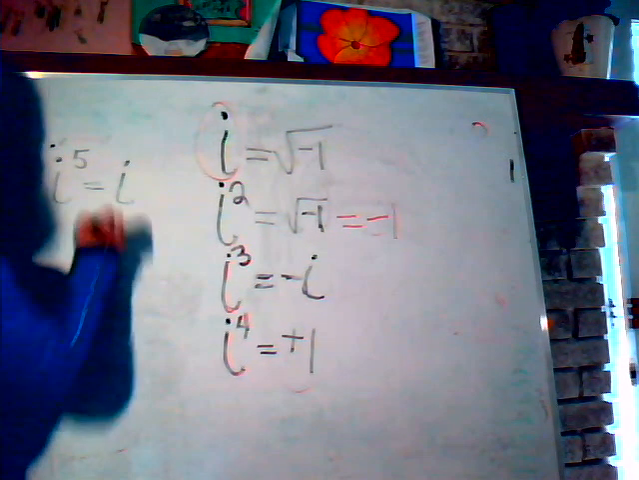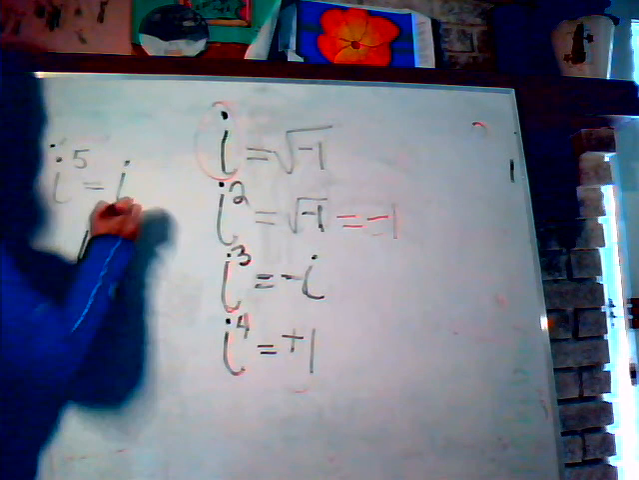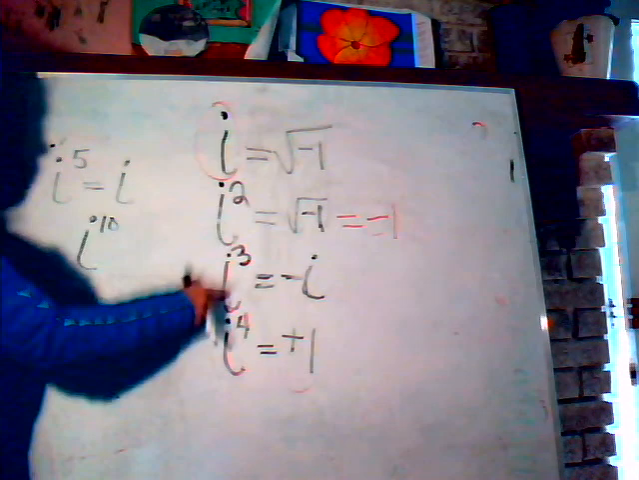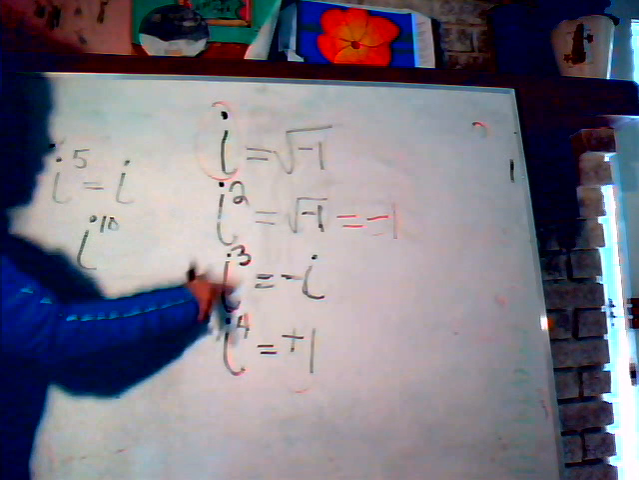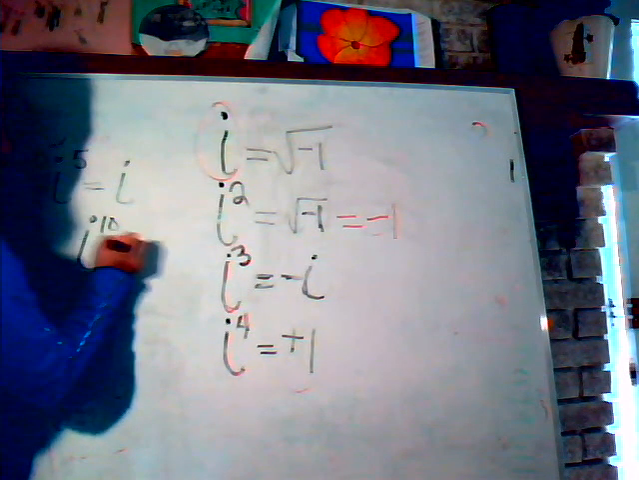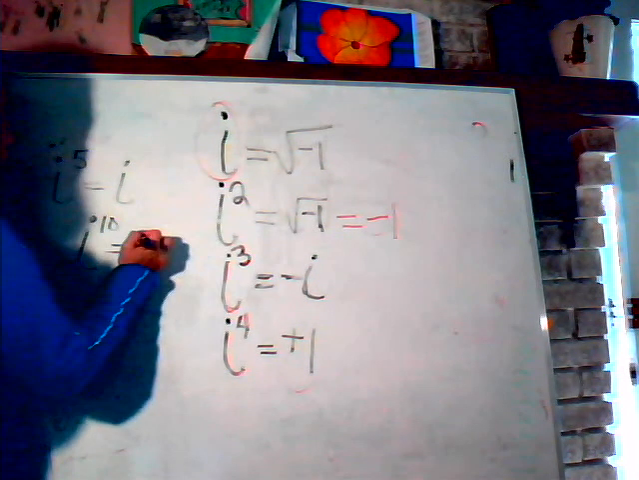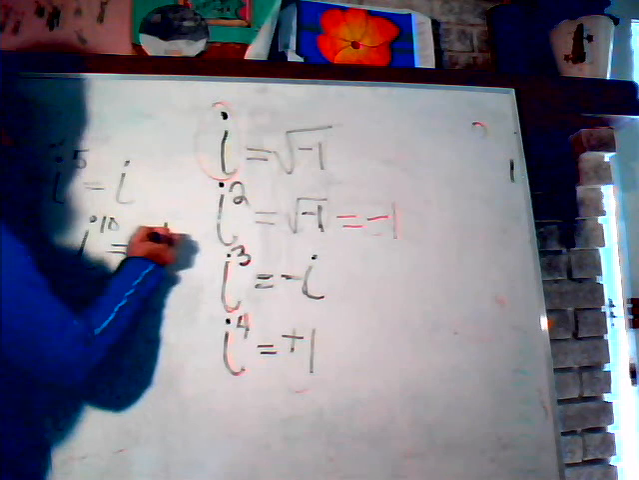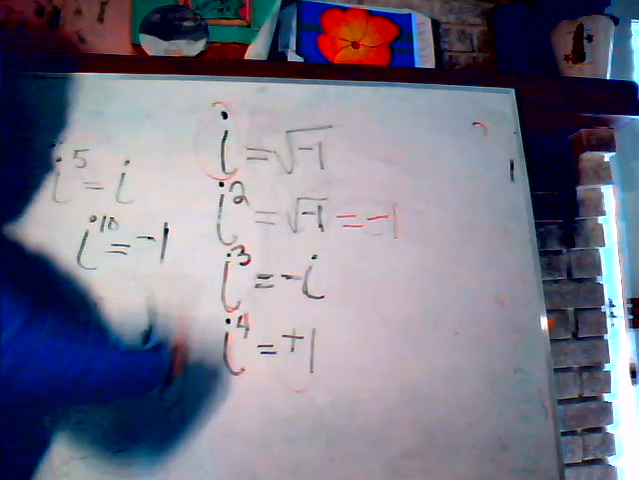So let's look at i to the 10th. Okay, where's it going to fall? 1, 2, 3, 4, 5, 6, 7, 8, 9, 10. It's going to be the same thing as i squared, or -1. Okay? So that's how you figure out the pattern.